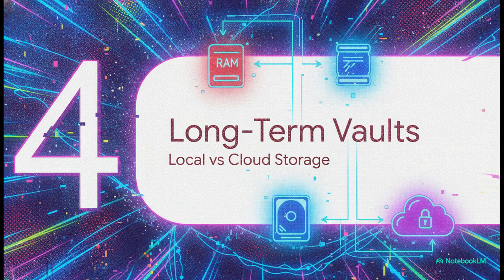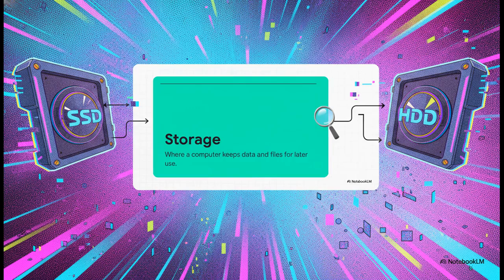Let's look at how we fix this in Section 4, long-term vaults, local versus cloud storage. To resolve our story and avoid losing everything to volatility or disk thrashing, we have to look at where data goes to live permanently. And that brings us to storage. Unlike RAM, storage is your permanent vault. It's just the general term for where a computer keeps your documents, your photos, and your files safe for later use. And today, this vault basically comes in two primary flavors that completely dictate how you save your digital life.